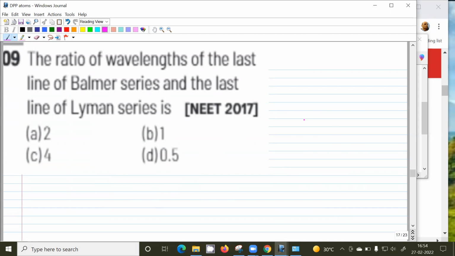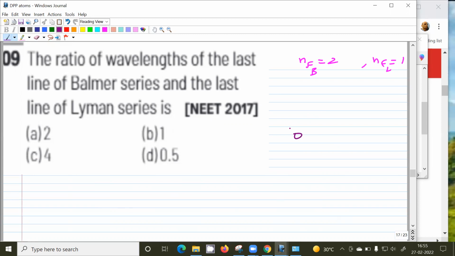So what is Balmer series? 1/λ = R(1/4 − 1/n²). Now what is n final? 2. This is for Balmer, right? So let me put B. Similarly for Lyman, it is 1/1 − 1/n². N is infinity, and final is 1 for Lyman. Okay, he's asking what does it mean by last line?